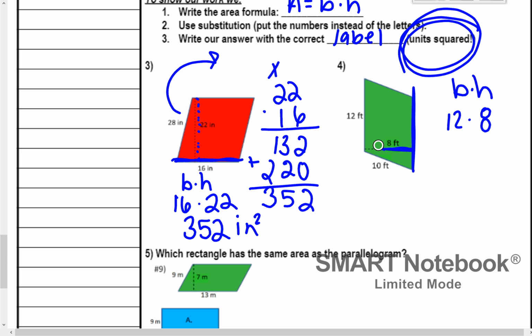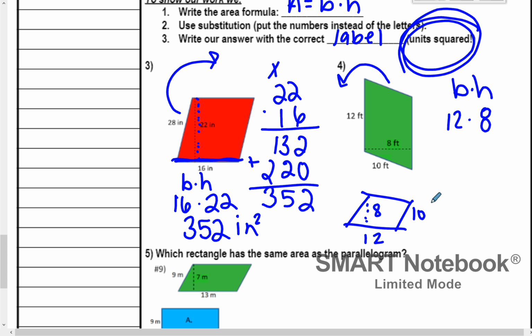Another method you could do to find the base and height when it's rotated is you could rotate it back. So we have a parallelogram that looks like this. This would put 12 on the bottom, 8 going up, and 10 on the side. In this parallelogram, we then see that 12 is our base and 8 is our height.